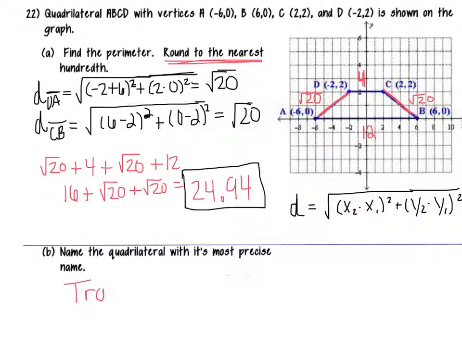So I know that I'm dealing with one pair of parallel sides, so it's a trapezoid. Now, when I'm looking at a trapezoid, it does say its most precise name. So I have to ask myself, is this congruent to this? And I see that it is because I have the square root of 20 and the square root of 20. So not only is it a trapezoid, it's an isosceles. I can't spell that word, so I have to think about it. It's an isosceles trapezoid.